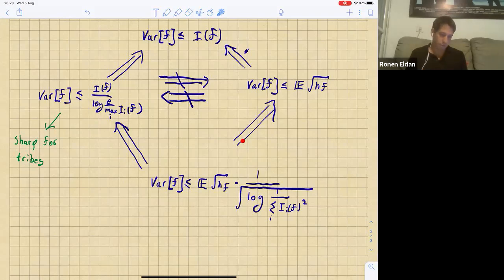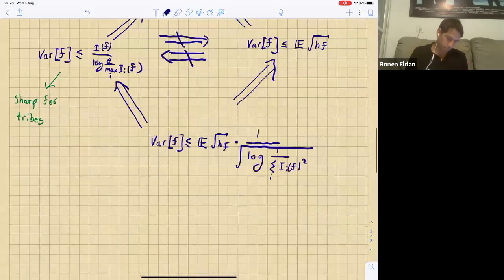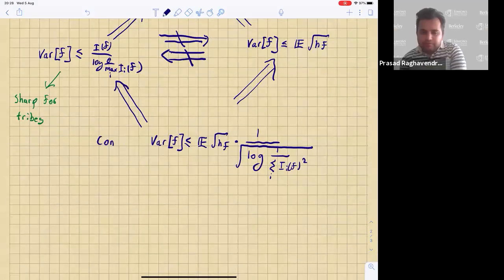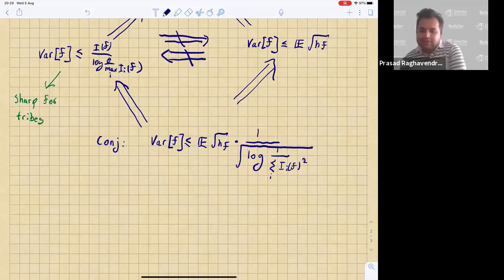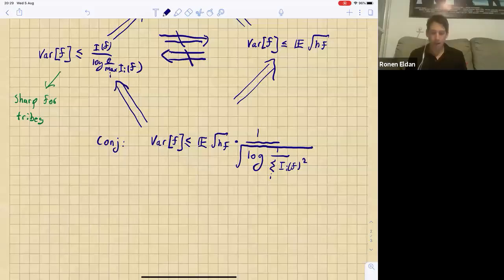The other one. So Ronen, in this inequality, the square root is not inside the expectation, right? It's outside. It's just a constant. This thing doesn't depend on x. Right. And is there any intuition why Talagrand suspected this form of the inequality? Yeah. Okay.